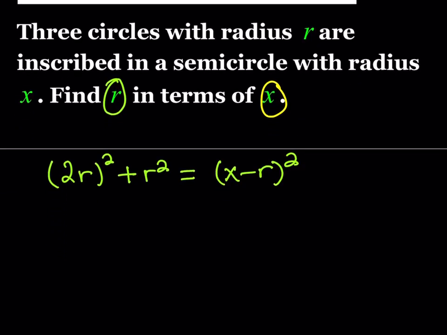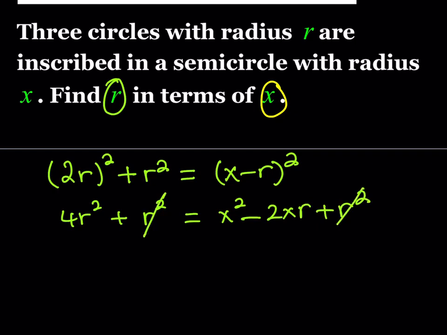At this point, a lot of people are just going to expand this, so let's do it. This is going to be 4r squared plus r squared, and that is equal to x squared minus 2xr plus r squared. In this case, you can cancel out the r squared, and this is going to give you a quadratic equation. Let's put everything on the same side: 4r squared, and then I'll bring the 2xr over, plus 2xr, and then minus x squared is equal to 0.